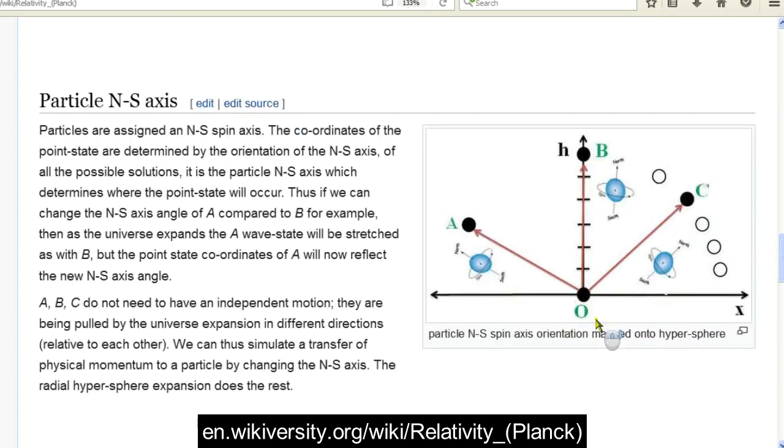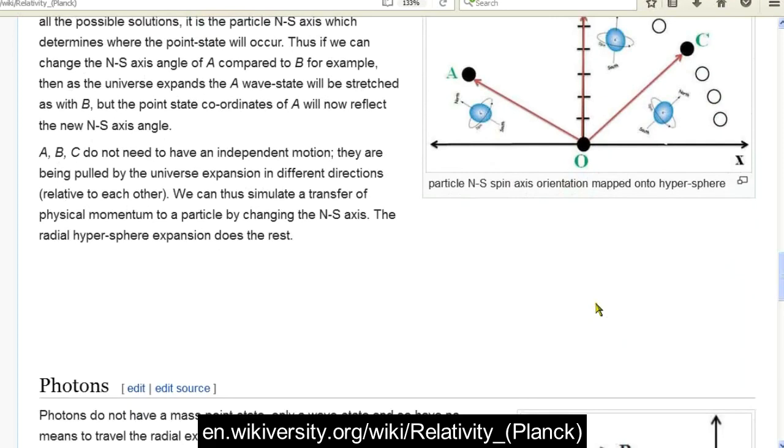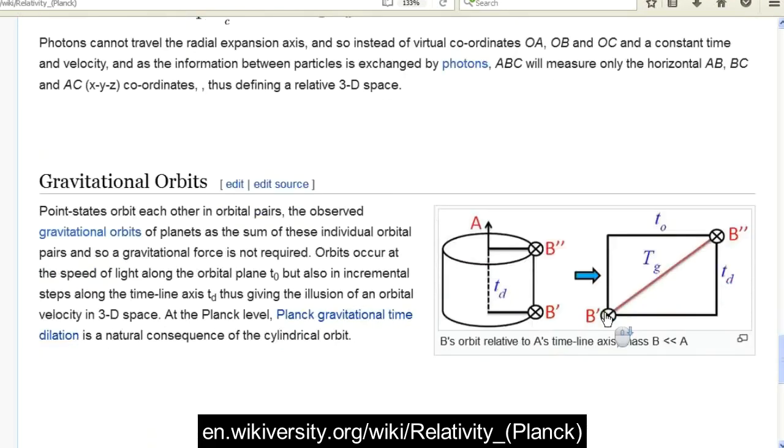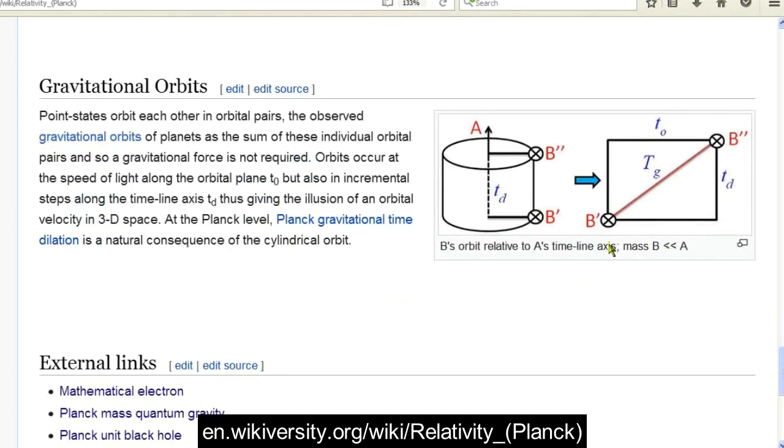We can see this in here. We have an object, a satellite B, orbiting planet A. Now, normally we see B, the satellite, orbiting in a circular orbit around planet A. But as B is orbiting, A is moving along the timeline axis at the speed of light. And so when we unfold our cylindrical diagram, we find that in the circular orbit, B is orbiting A at the speed of light. Also, in the cylindrical axis, the timeline axis, B is orbiting A at the speed of light.